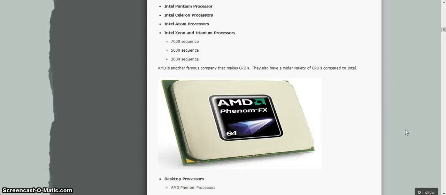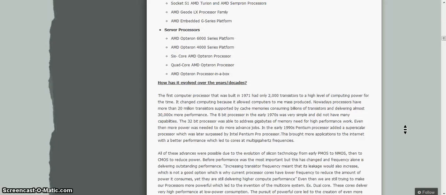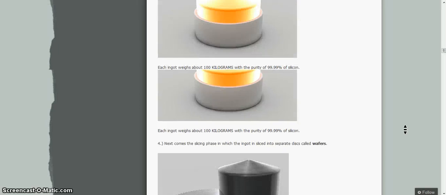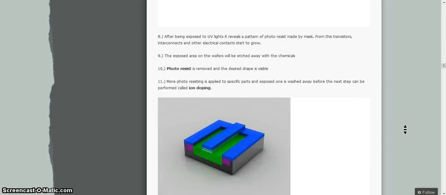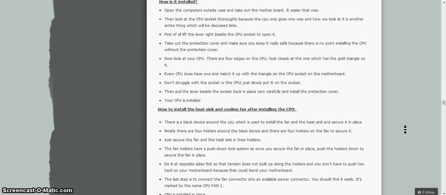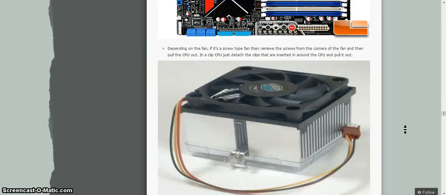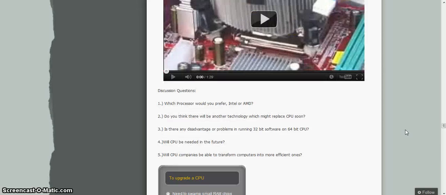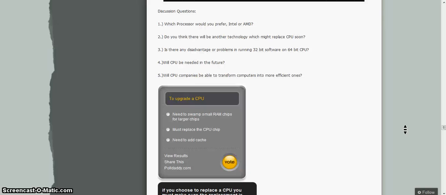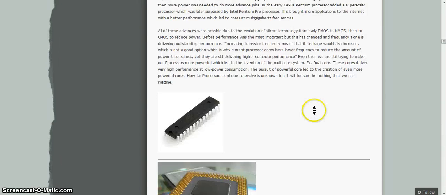This is all the info about the CPU, what it does, how it's made, how it can evolve, what it's made out of. How to install a CPU and some polls about CPU.